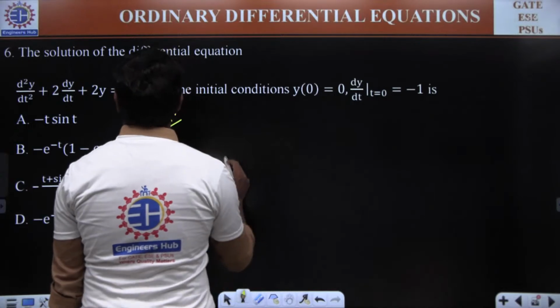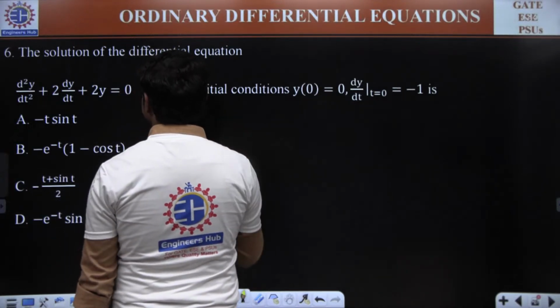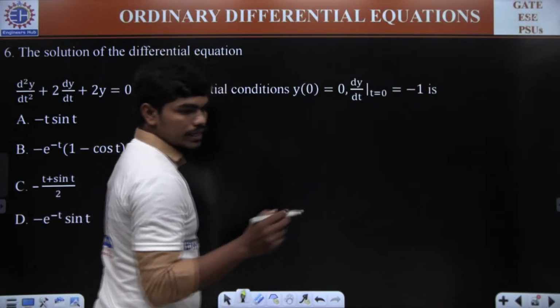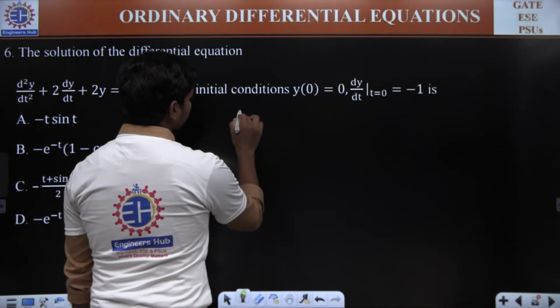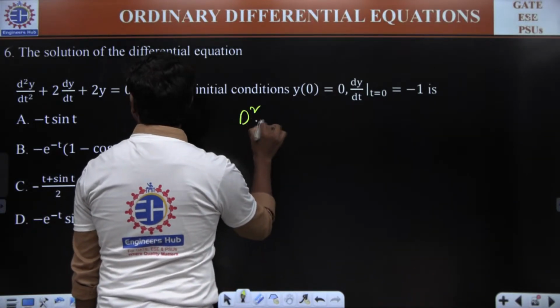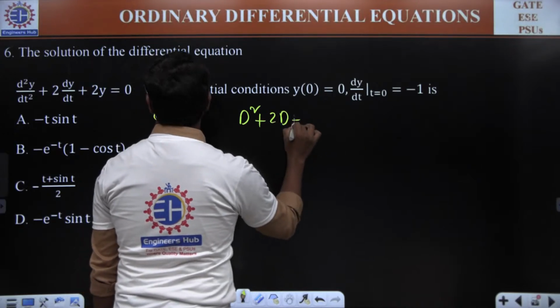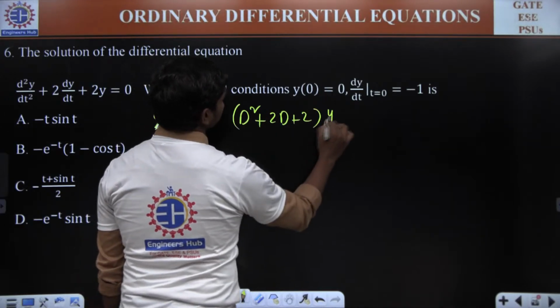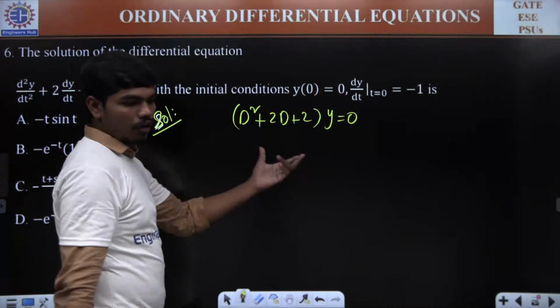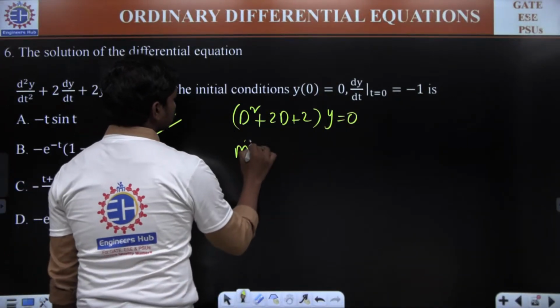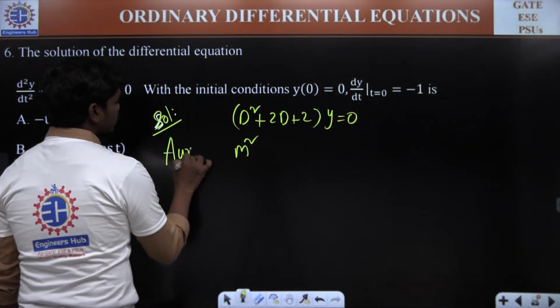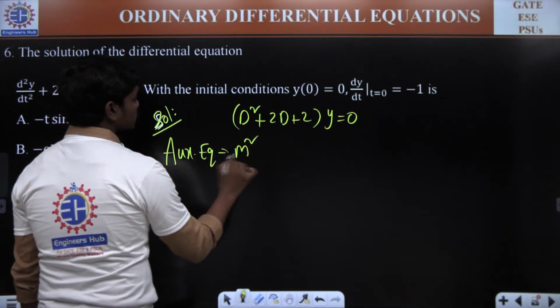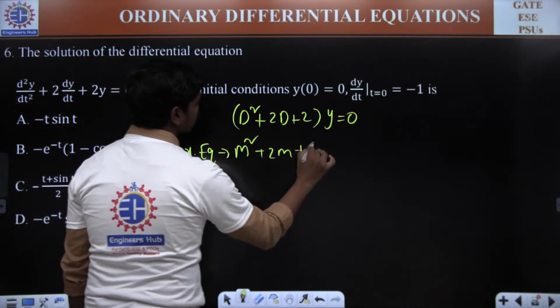So solution, if you see d square y by dt square plus 2 dy by dt plus 2y is equal to 0. Normally if you form the differential equation, it is something like D square plus 2D plus 2 operating on y is equal to 0. So this is your capital F of D, correct? Now you can write the auxiliary equation as m square plus 2m plus 1 is equal to 0.